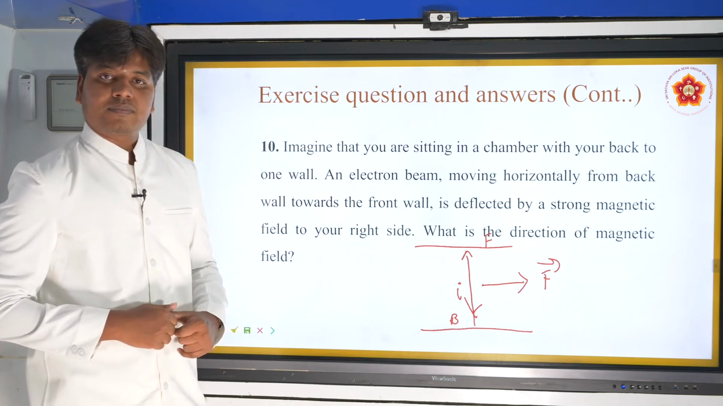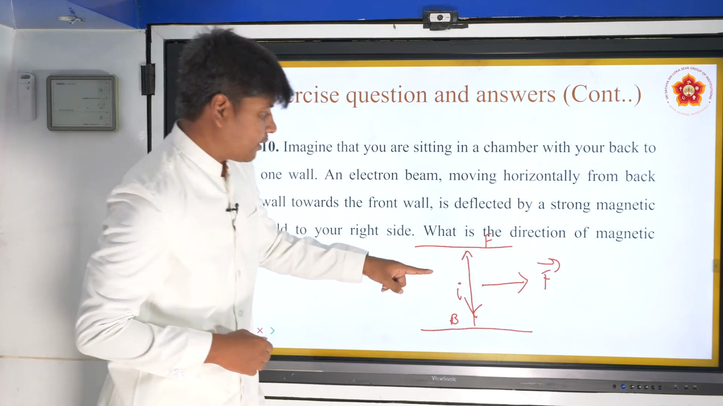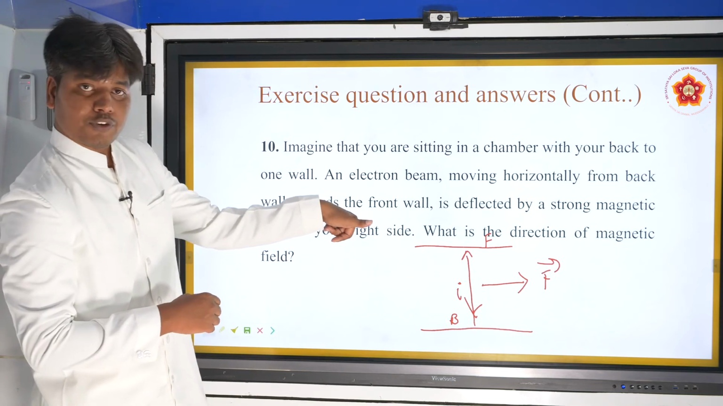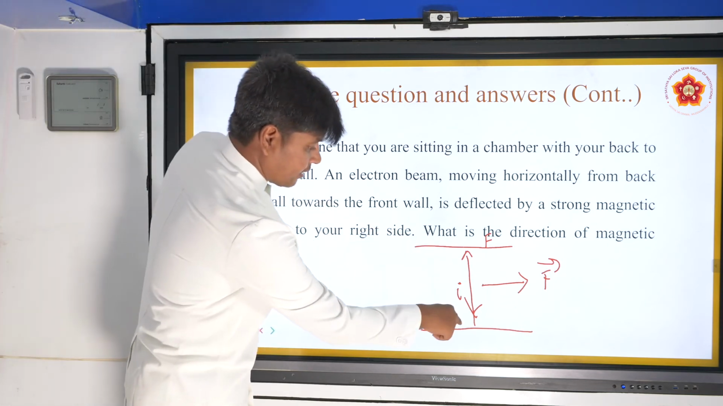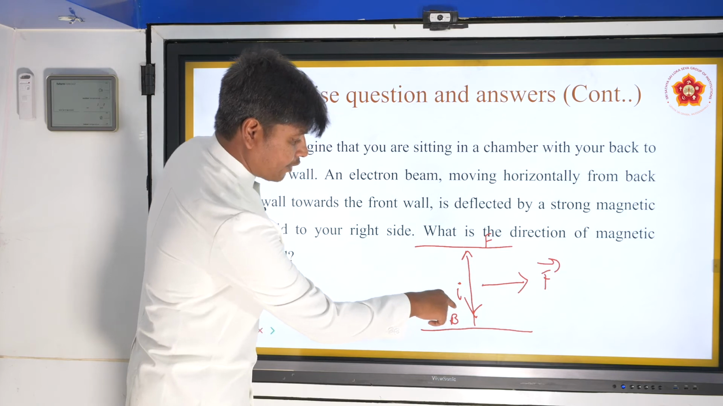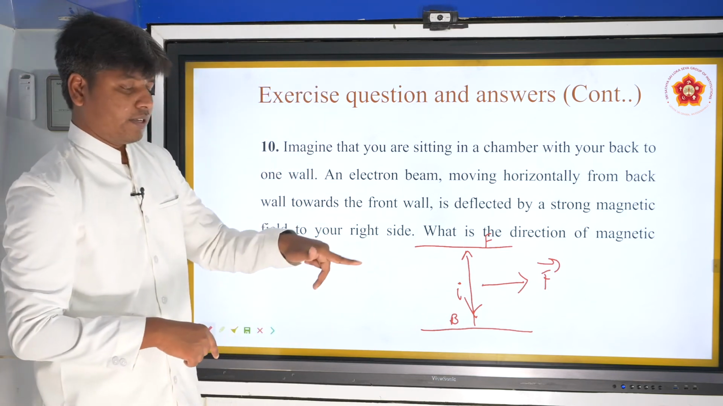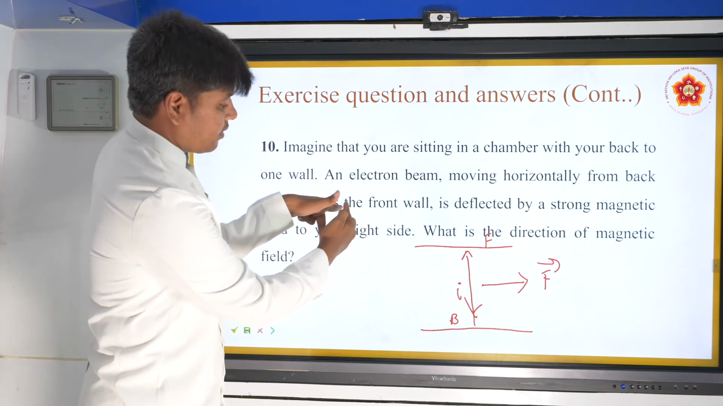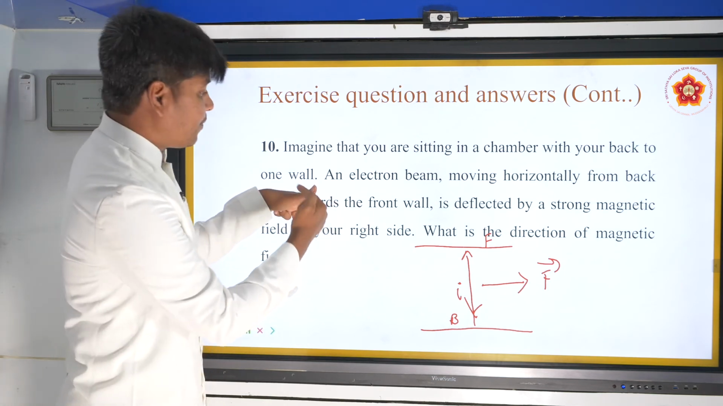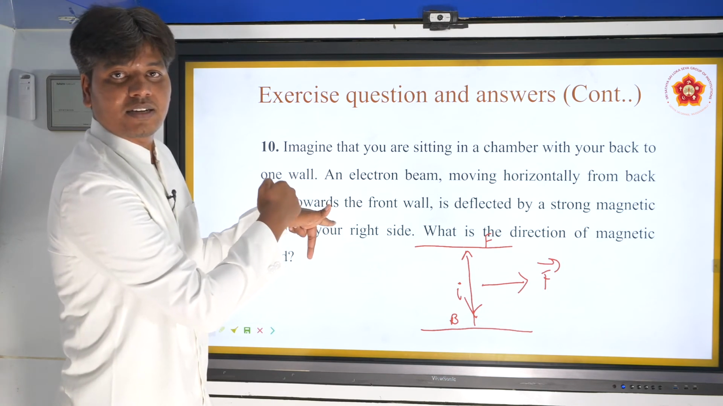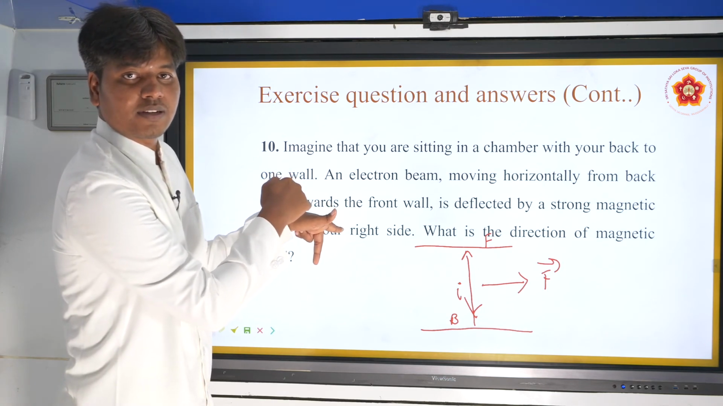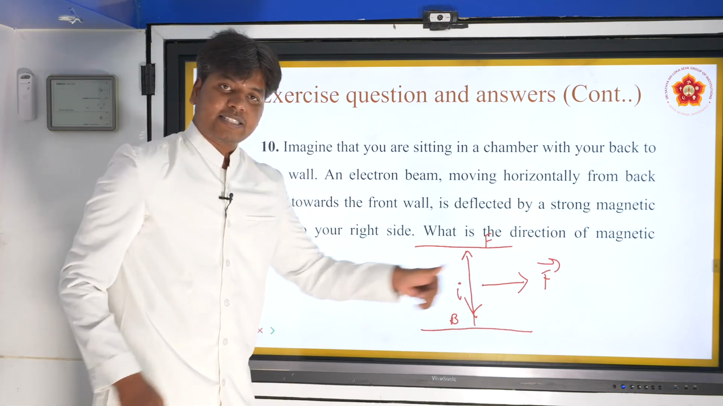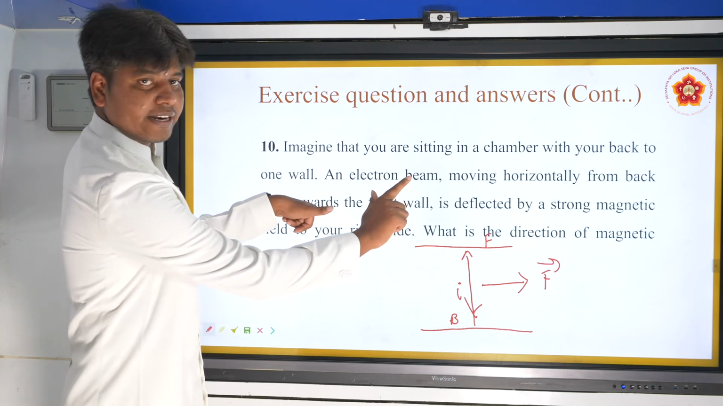electron? See once again, the force will be in your right direction. The direction of the current will be downwards. This is the direction of current, this is the force. So the magnetic field will be inside the board, into the board. Do you understand? Once again I am telling, it is deflected in the right direction. Use your thumb. This is your right direction.